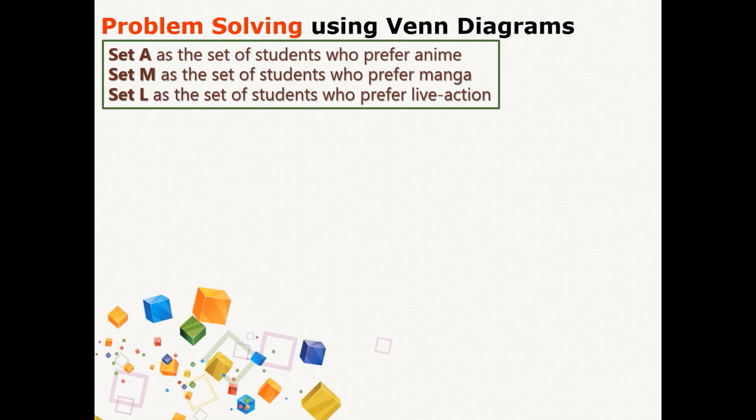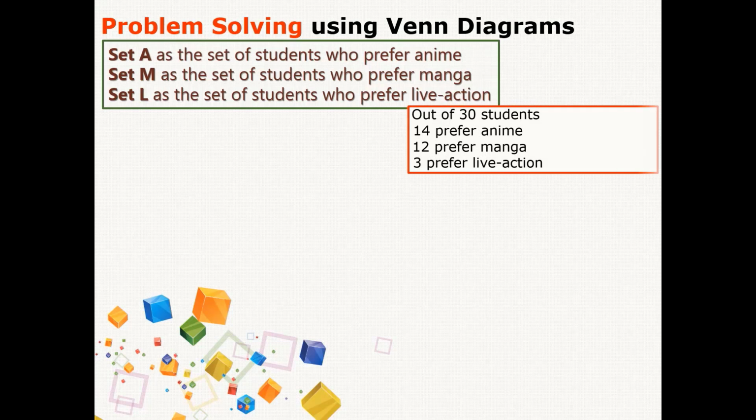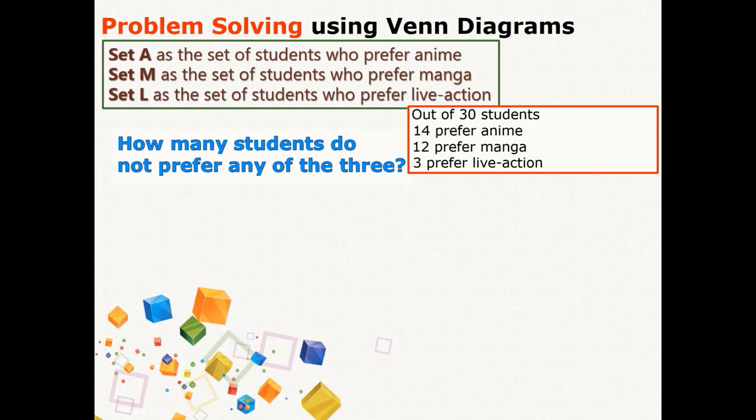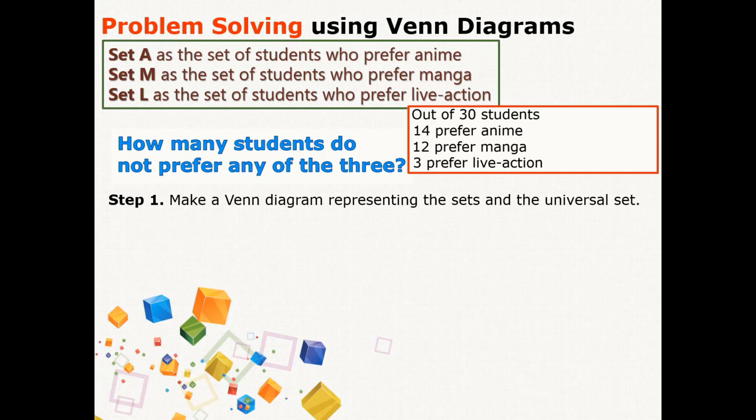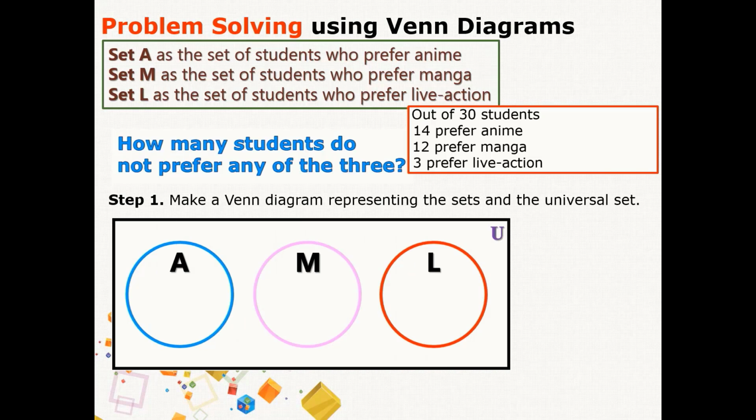We have three sets, A, M, and L, and we have this situation here. The question is, how many students do not prefer any of the three? To answer that, let's start by making a Venn diagram.